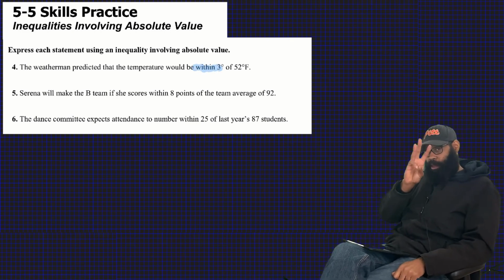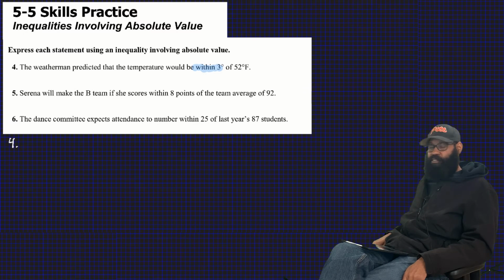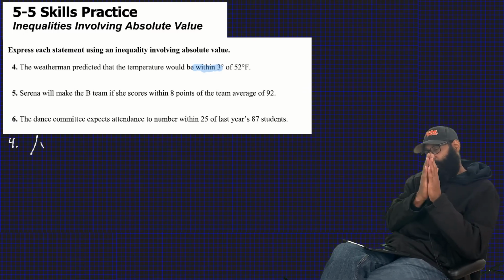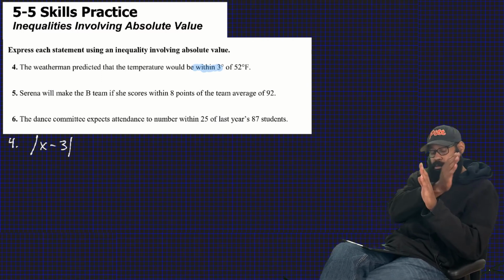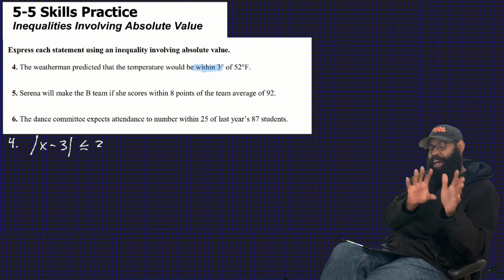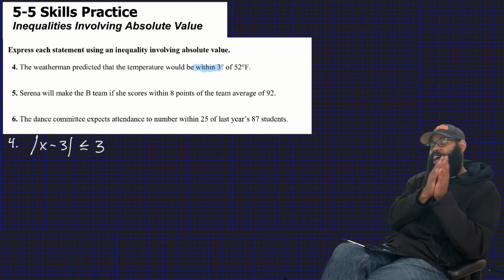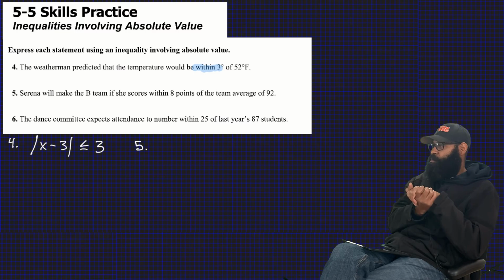Within 3, guys, the weatherman predicted that the temperature would be within 3 of 52 degrees. Since it's within 3, I have a range of going a little bit higher and a little bit lower. 1, 2, 3. It's going to be within 3. So that's where that minus 3 comes from. The absolute value of a number minus 3, because it's within 3, less than or equal to 3, and the number should be 52.